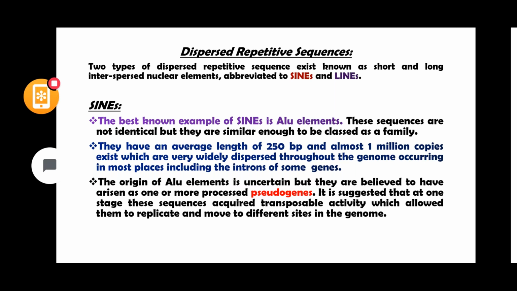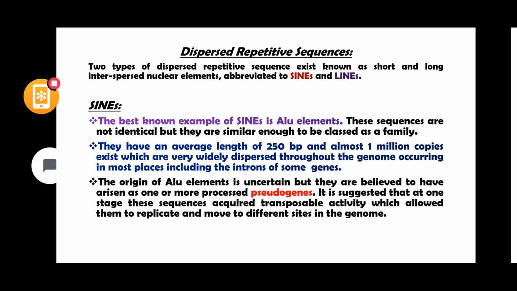That's why these sequences are not identical, but they are similar because of the presence of ALU elements, ALU sequences, so they come under the ALU family. They have an average length of 250 base pairs, and are present in almost 1 million copies. So it is present throughout the chromosome, and it is very large in copy number and widely distributed throughout the genome.